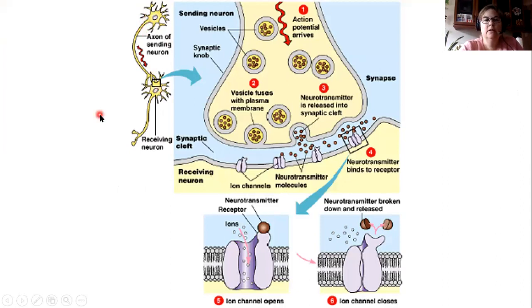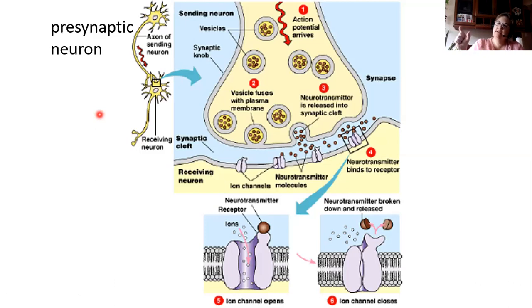All right, so the neuron that's sending a message we call the presynaptic neuron. So pre means before, that prefix, right? Before synapse. So that's the neuron that is before the synapse. So it's going to send the message. And then our next one is the postsynaptic neuron. That's the neuron that's after the synapse. So it's going to receive the message.